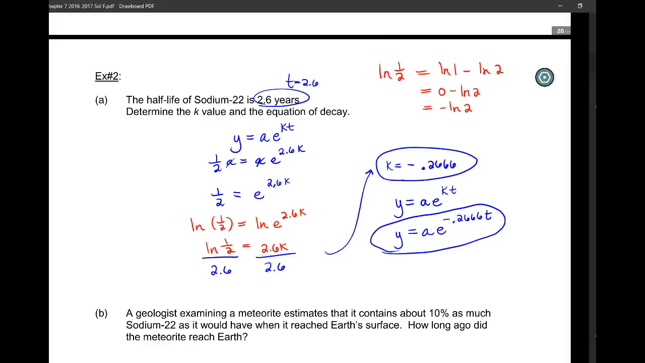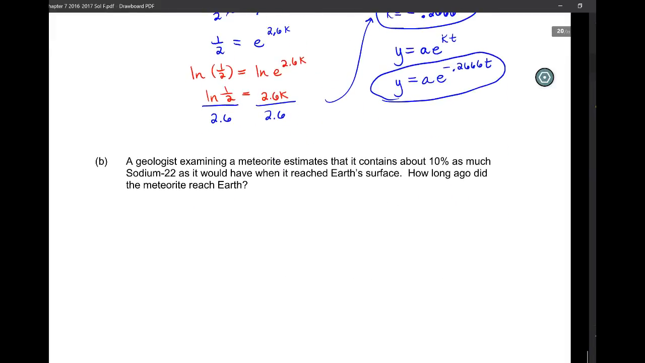Or what if I know I had 30 grams, I started out with 10, how long did it take me to get there? That's solving for T. So that's a different type of problem. Now we're going to actually apply that for part B. A geologist examining a meteorite estimates that it contains about 10% as much sodium-22 as it would have when it reached Earth's surface. So how long ago did the meteorite reach Earth?